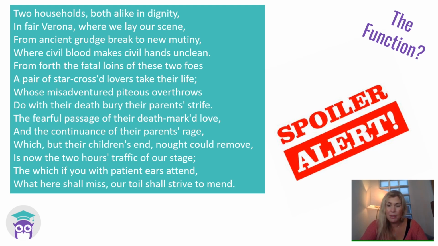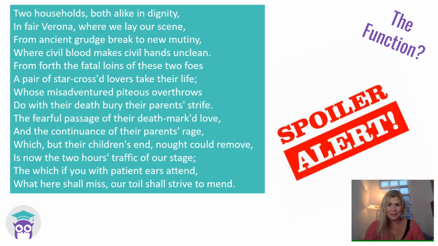Two households, both alike in dignity, in fair Verona where we lay our scene, from ancient grudge break to new mutiny, where civil blood makes civil hands unclean. From forth the fatal loins of these two foes, a pair of star-crossed lovers take their life, whose misadventured, piteous overthrows do with their death bury their parents' strife. The fearful passage of their death-marked love and the continuance of their parents' rage, which but their children's end naught could remove, is now the two hours' traffic of our stage, the which if you with patient ears attend, what here shall miss, our toil shall strive to mend.